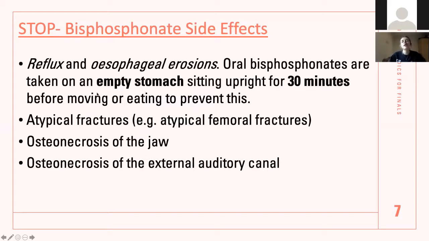So reflux and esophageal erosions. So that's why, especially in OSCEs, when you're doing your prescribing, you need to put on the prescribing chart to take on an empty stomach, sit upright for 30 minutes before moving or eating, and also take with a full glass of water. These can also cause atypical fractures, osteonecrosis of the jaw, and osteonecrosis of the external auditory canal.